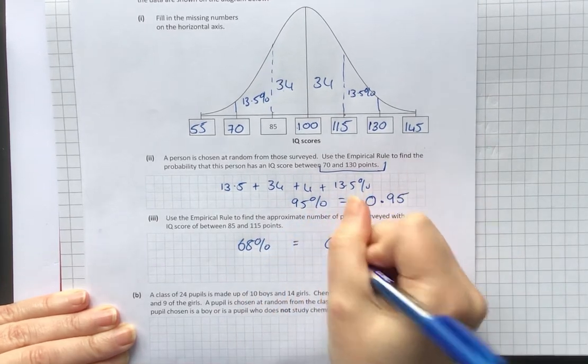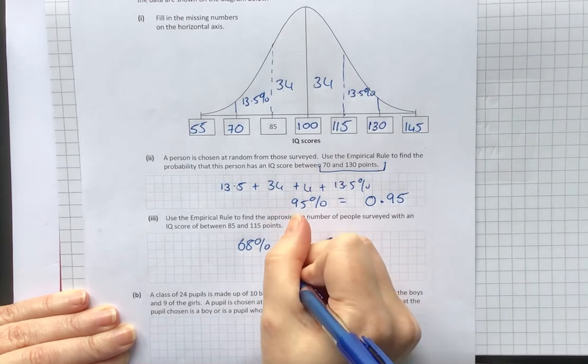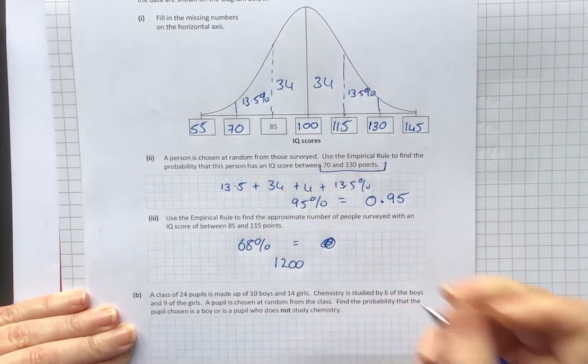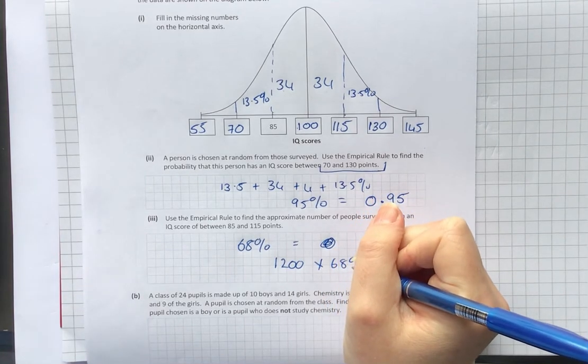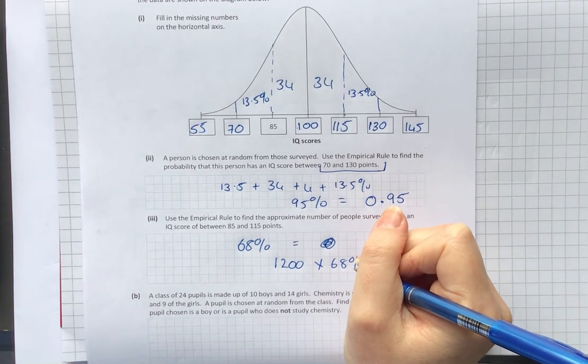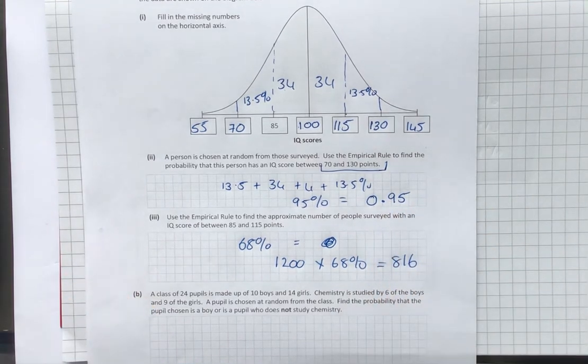So we want to find the number of people. There were 1,200 people surveyed, multiplied by 68%. So 1,200 multiplied by 68% is equal to 816. So we would expect 816 people to have an IQ between 85 and 115 points.